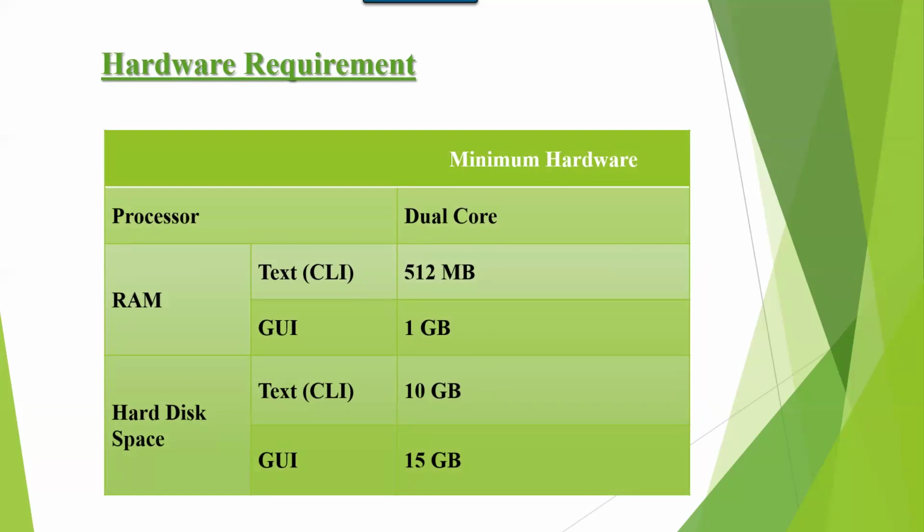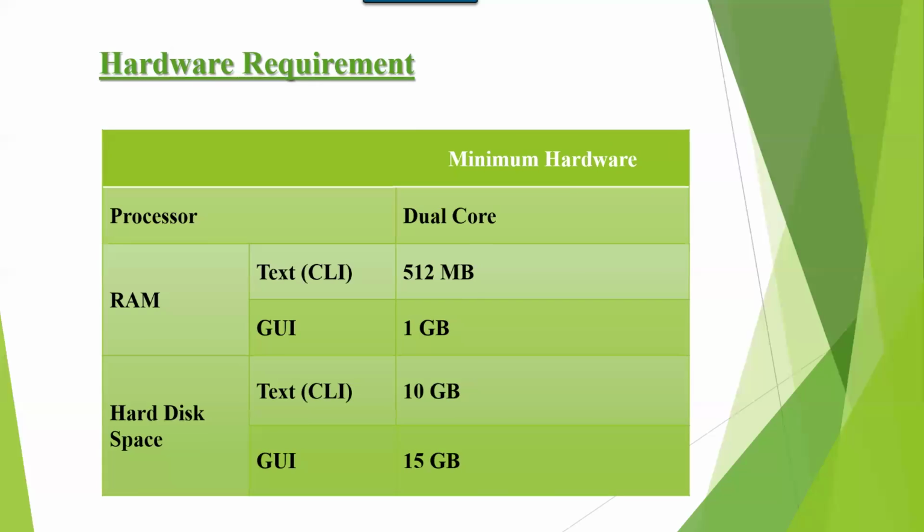And this is the minimum hardware requirement. If you want to install the Linux operating system, this is the minimum hardware requirement. CLI means command line interface, GUI means graphical user interface. Okay, so with 512 MB RAM and a 10 GB hard disk, you can go with the Linux operating system.